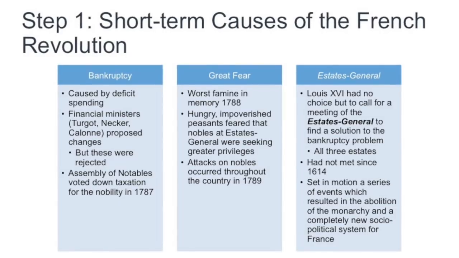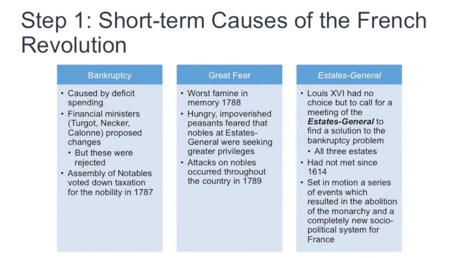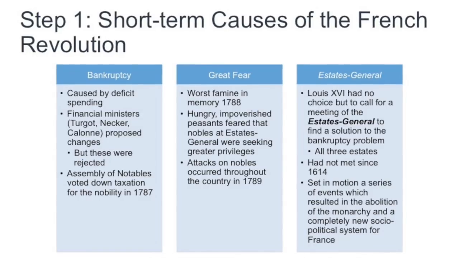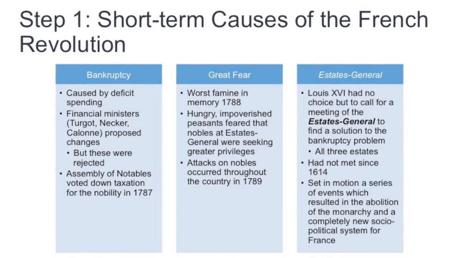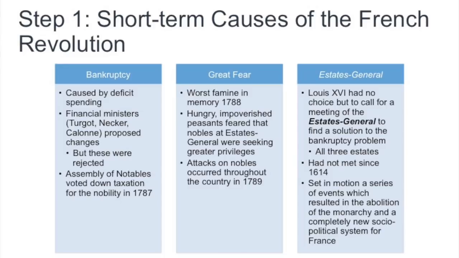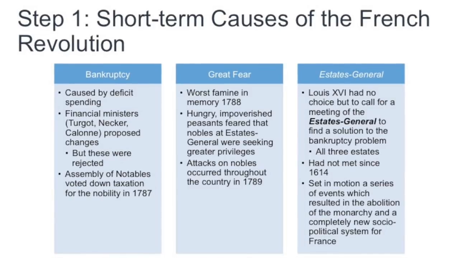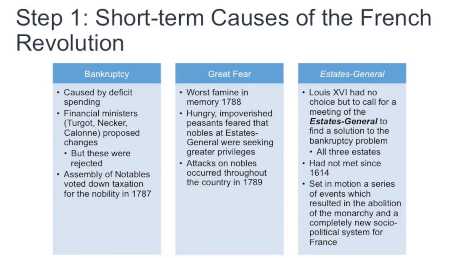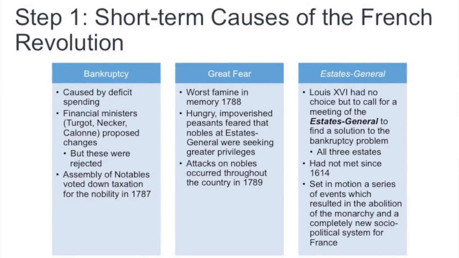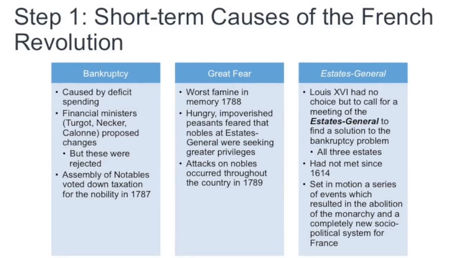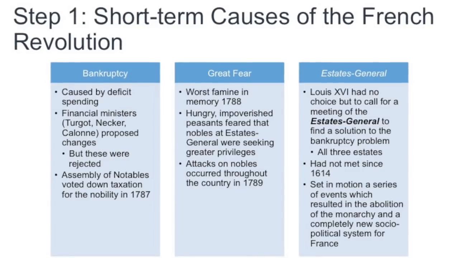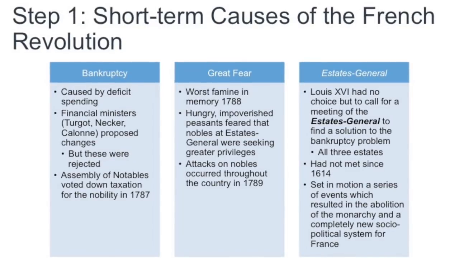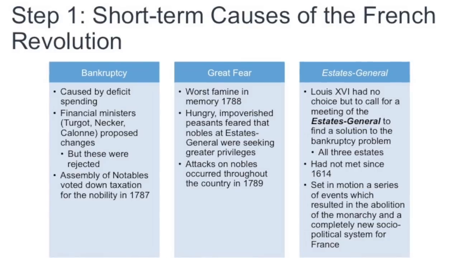The second major cause was a social upheaval. This was caused by the worst famine in memory that started in 1788. This famine, which essentially means that people were starving from lack of food, left people in a very desperate situation. The peasant class was hungry and impoverished, and they feared that the Estates General or the nobles at the Estates General would be seeking greater privileges.